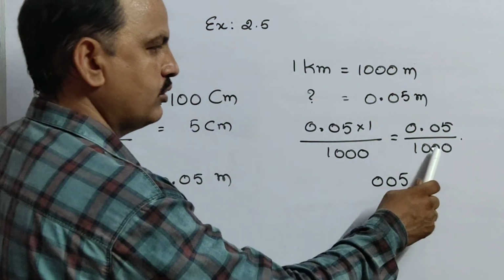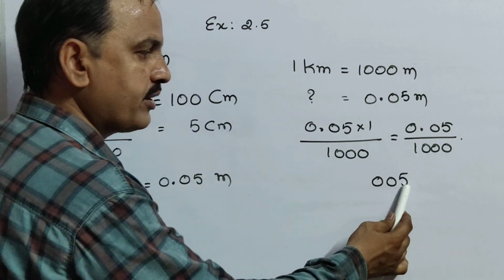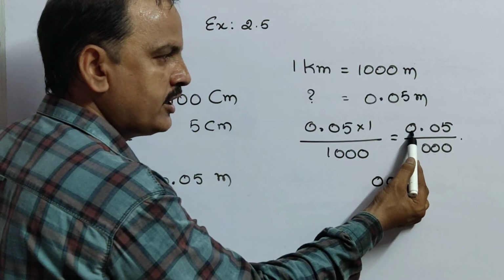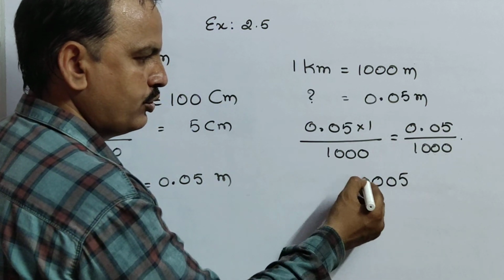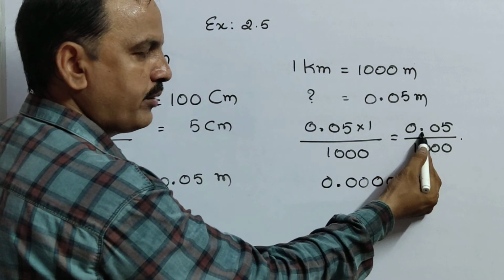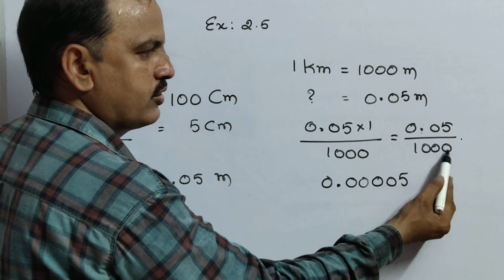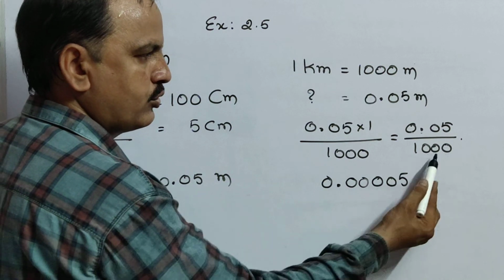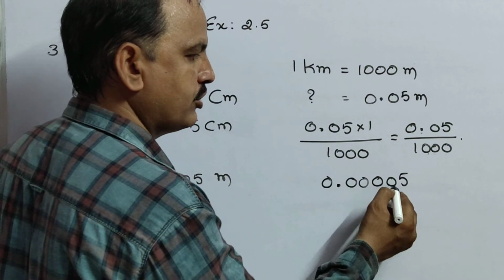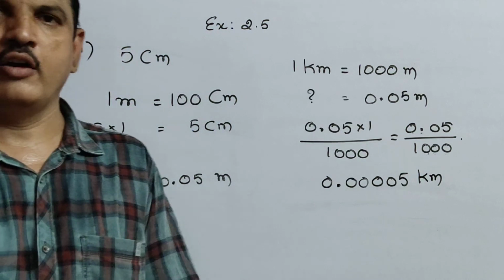1, 2, 3 digits means 3 zeros. Now from where do you have to count? Not from here. You should not count from here when it is in decimal. You have to start from here. That means 1, 2, 3, because the point is here. So from here we have to leave 3 digits. So 1, 2, 3, then point. So 0.0005 kilometers. So like this you have to do it.